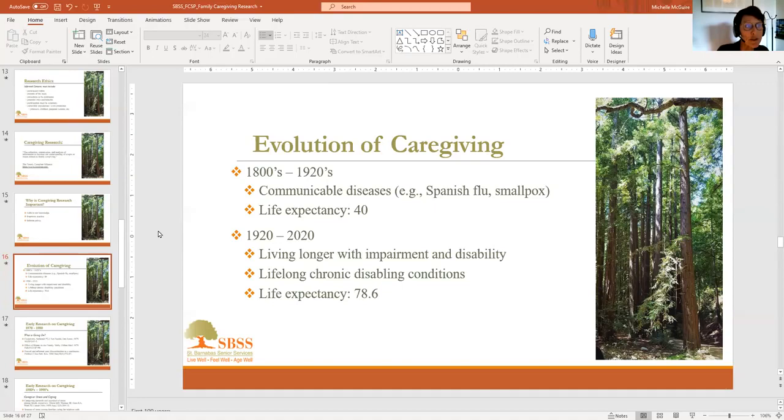So over the last 100 years, from 1920 till the present, caregiver responsibilities have increased in a number of ways due to medical advances, shorter hospital stays, increasing lifespans, and better management of chronic illness. The life expectancy has almost doubled.